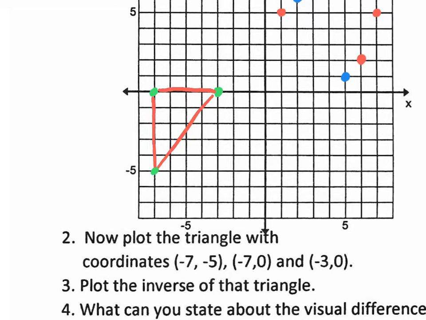And the next step is to plot the inverse of that triangle. So could somebody give me the first coordinate of the inverse of that red triangle? -5, -7. What else? 0, -7, which is down here. And then? 0, -3, which is right here. So we have this triangle right there.